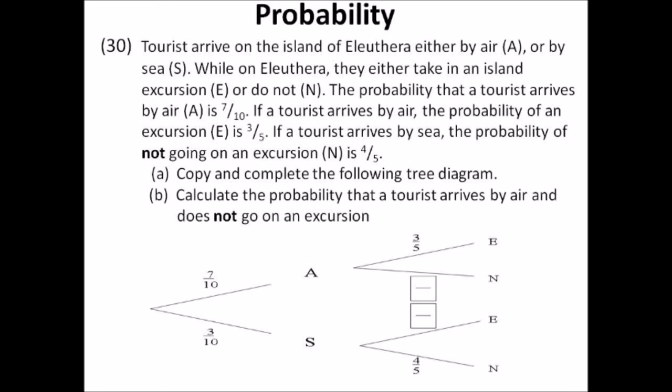A, copy and complete the following tree diagram, and B, calculate the probability that a tourist arrives by air and does not go on an excursion. So work it quickly. Some simple things you have to do.